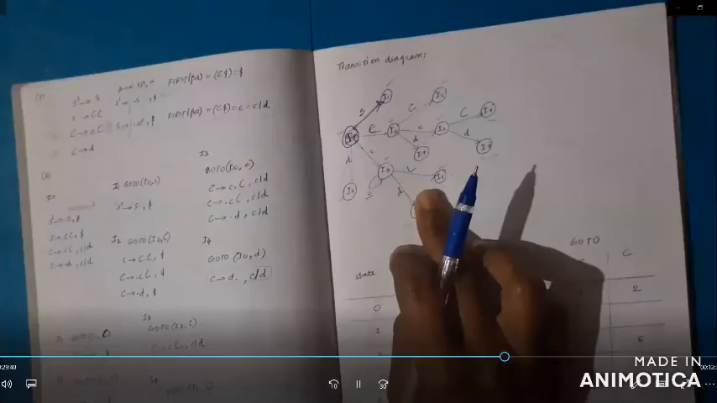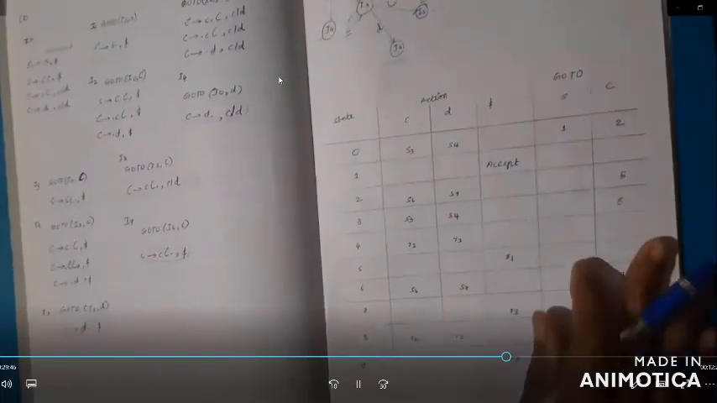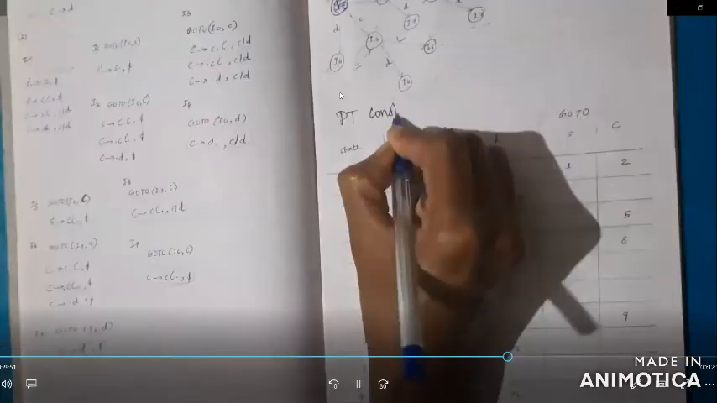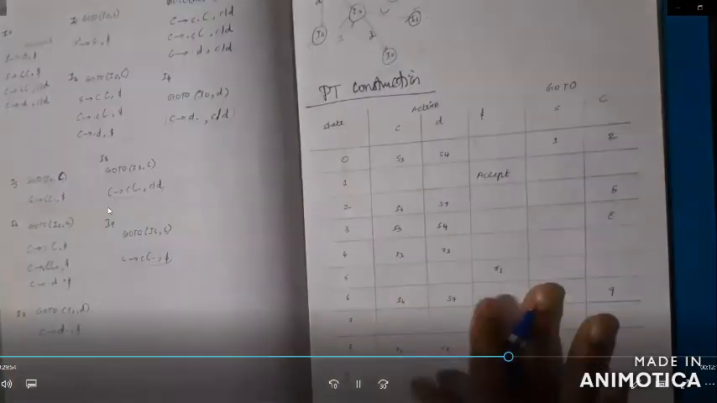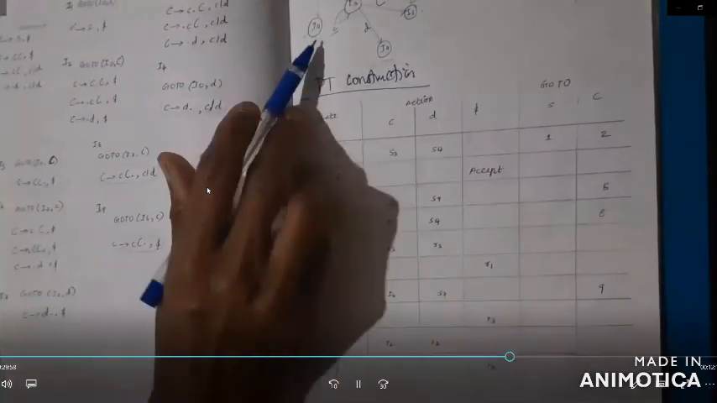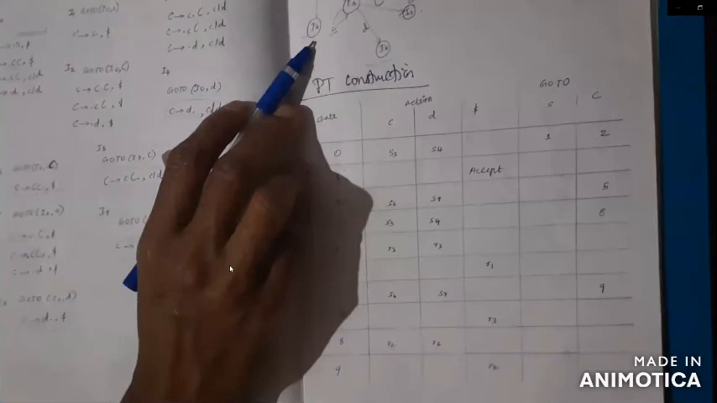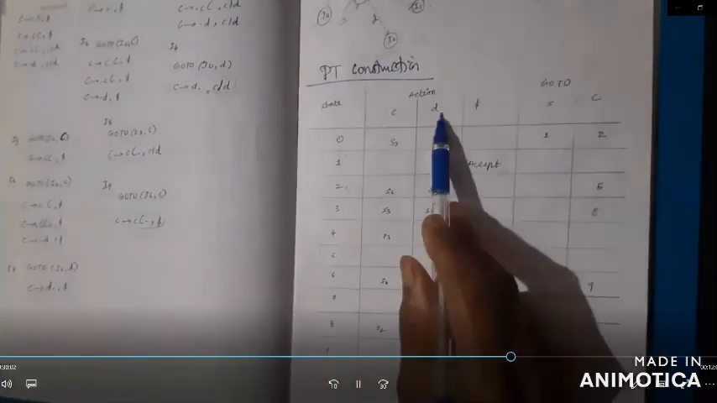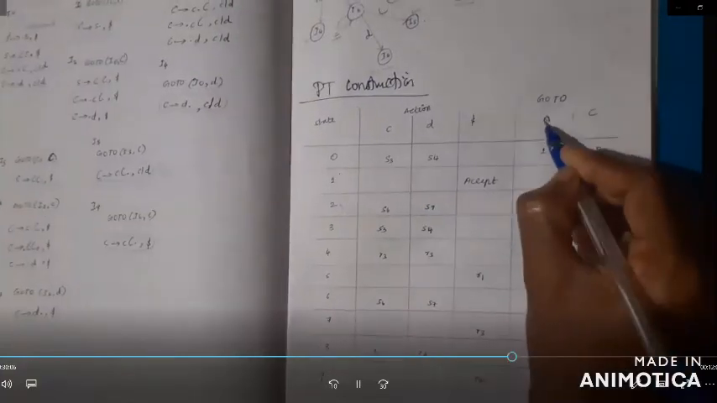Okay. So after that you have to go for the action table. This is the parsing table construction. Okay, here the states we are having are 0 to 9 states. State, action. Action is for terminals c, d, dollar. Go to is for non-terminals.